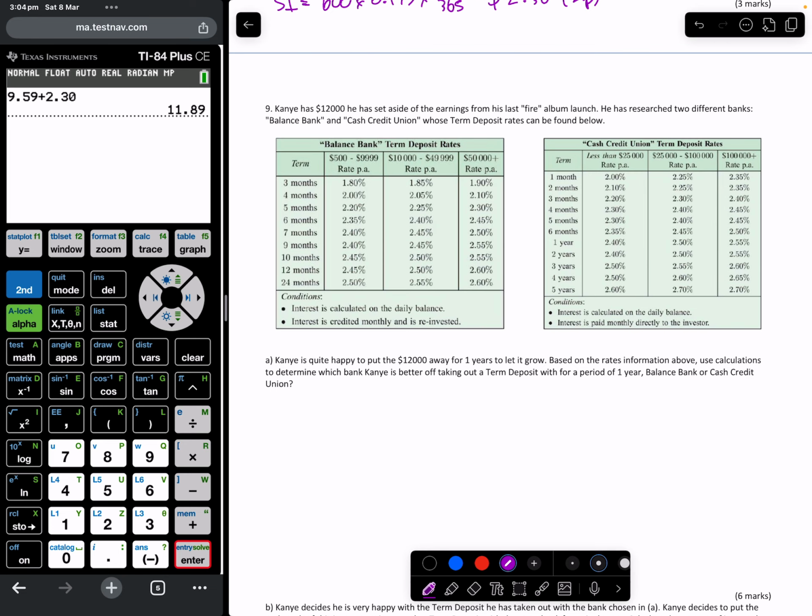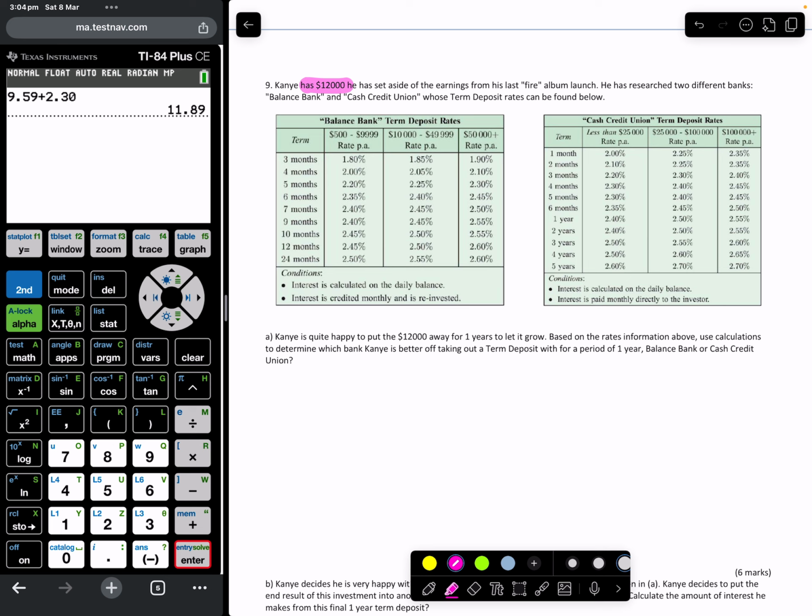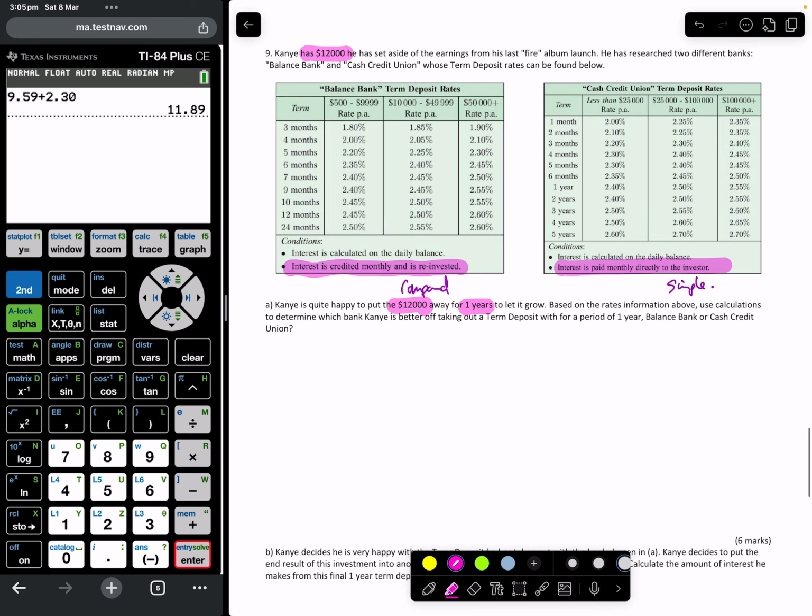Next page. Kanye has $12,000 from his last Fire album launch. That was a while ago. He's researched 2 different banks. What do we need to look for in the banks? If interest is credited monthly and reinvested, that's compound interest. If it says interest is paid monthly to the investor, that's simple interest. Kanye is quite happy to put the 12 grand away for 1 year to let it grow. Use calculations to determine which bank Kanye is better off taking out the term deposit with for 1 year. Okay.